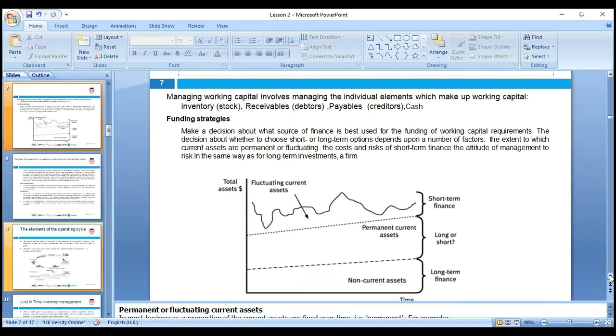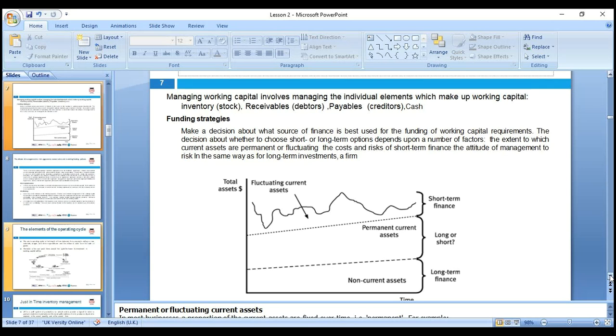Now we look at managing working capital. What makes up working capital? Inventories, stock. What do you think? Can we buy as much as we want? No, for sure we have to manage the stock. If you don't manage the stock, it might be a loss for you, because maybe the things you bought are going to expire soon. For sure you have to manage the stock.